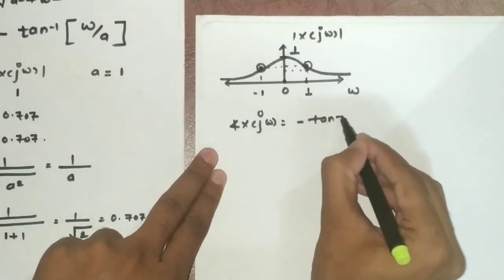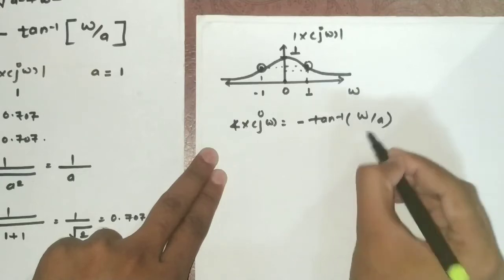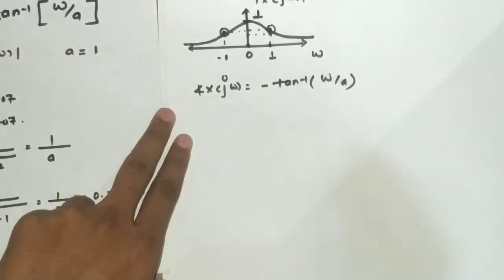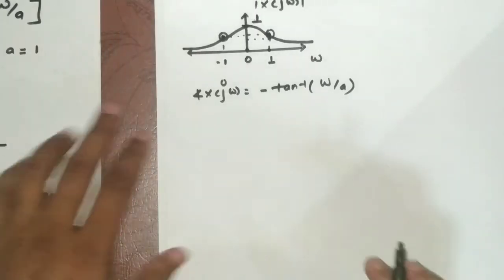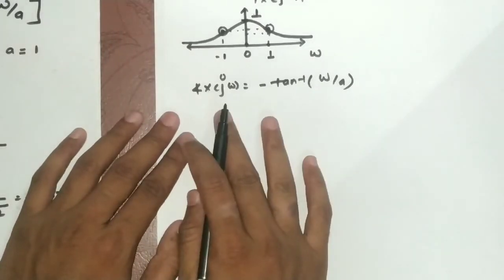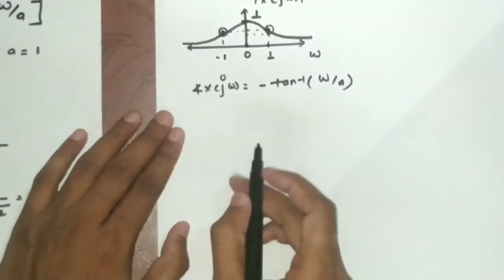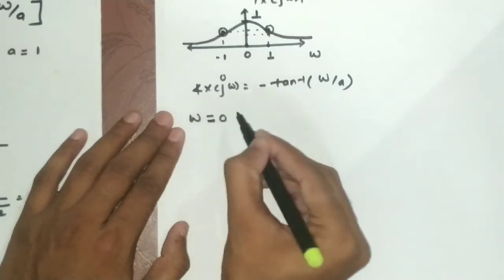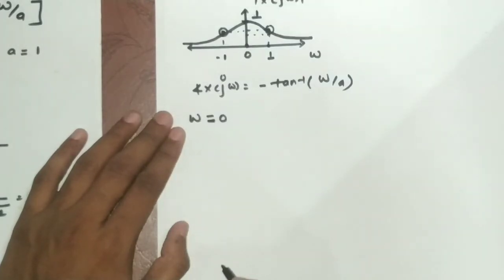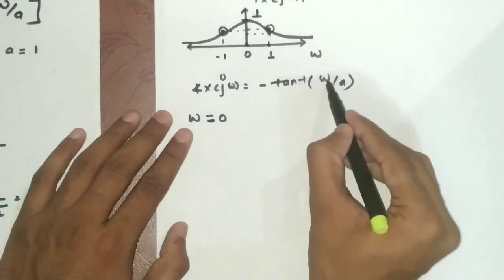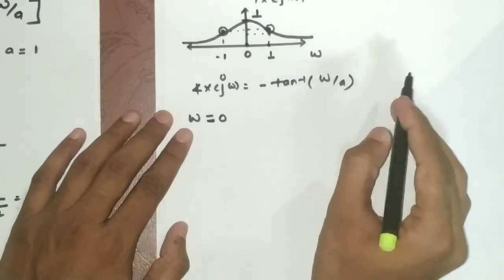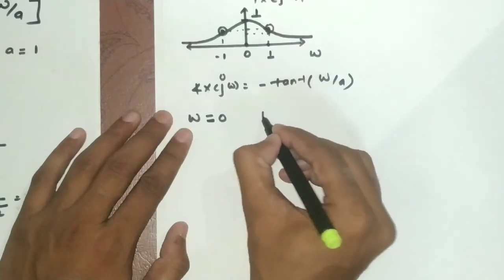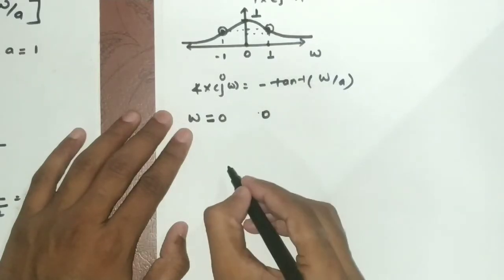This is minus tan inverse omega upon a. Now in order to draw this one, instead of putting so many values, we can predict the phase spectrum by two values. The first value, when we have omega, that is going to be 0. Now when omega is 0, tan inverse 0 divided by anything will be 0, and tan inverse of 0, the angle is going to be 0.